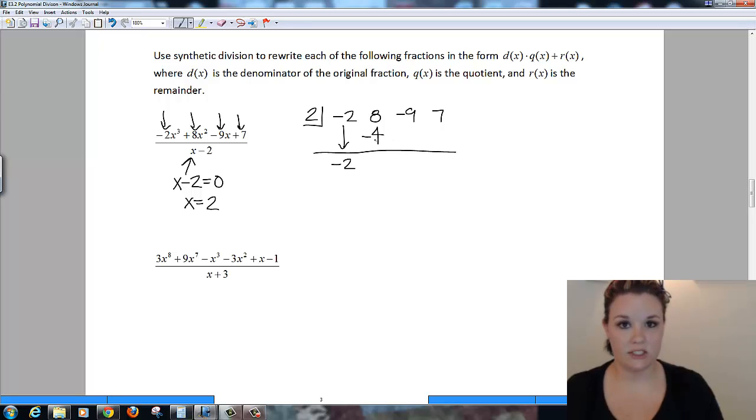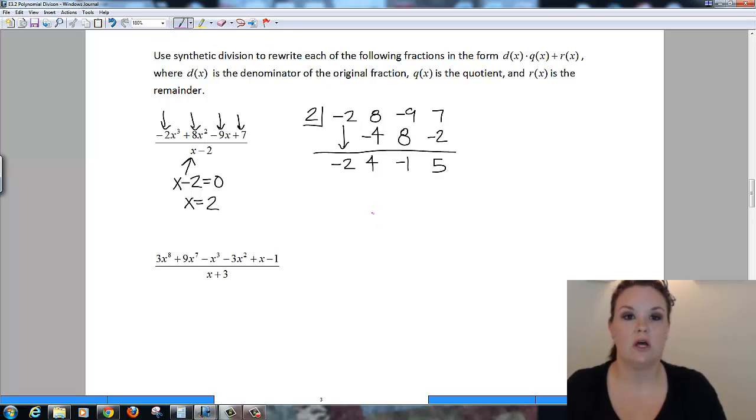And then I combine straight down. 8 minus 4 is 4. Then again, I take the number in my box, which is 2, times that 4, which is 8. Okay? And then I combine straight down. -9 and 8 is -1. Then I take the number in my box, which is 2, times -1, which is -2, and I combine straight down, which is 5. Okay, so that's the gist of synthetic division.